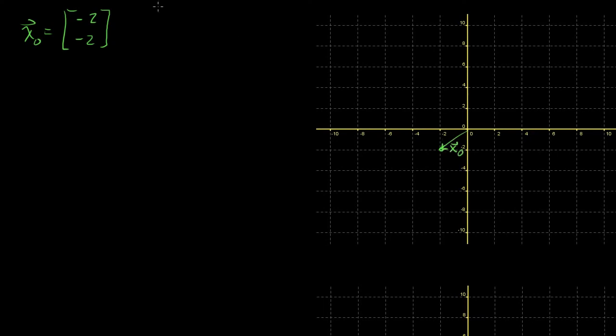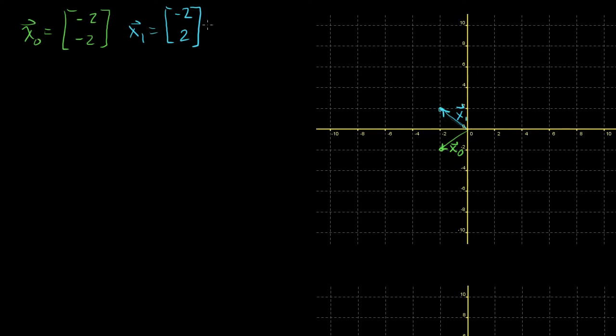X naught. My next position vector I have is x1, and I'll say that that's equal to minus 2, 2. So if I were to graph here, minus 2, 2. That's my next position vector right there, and this is x1. And when I say it's a position vector, they specify a specific coordinate in R2.